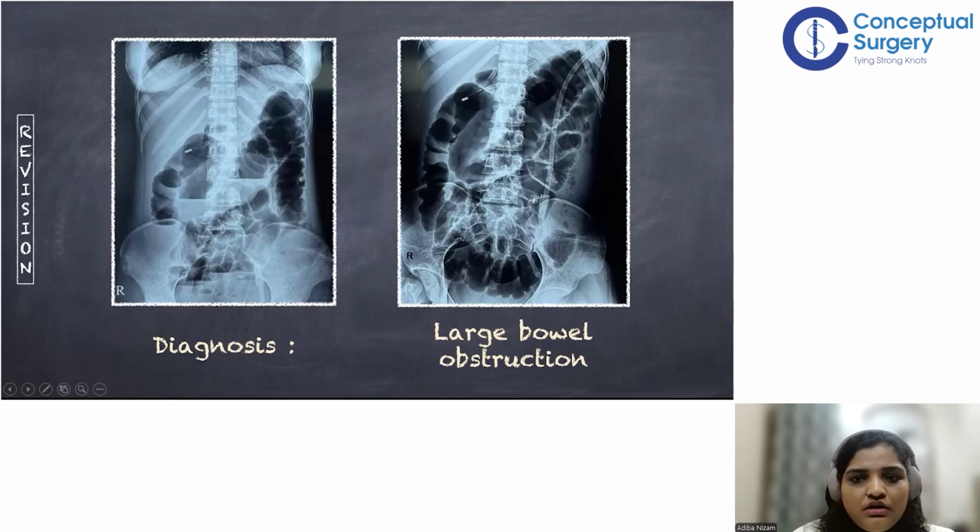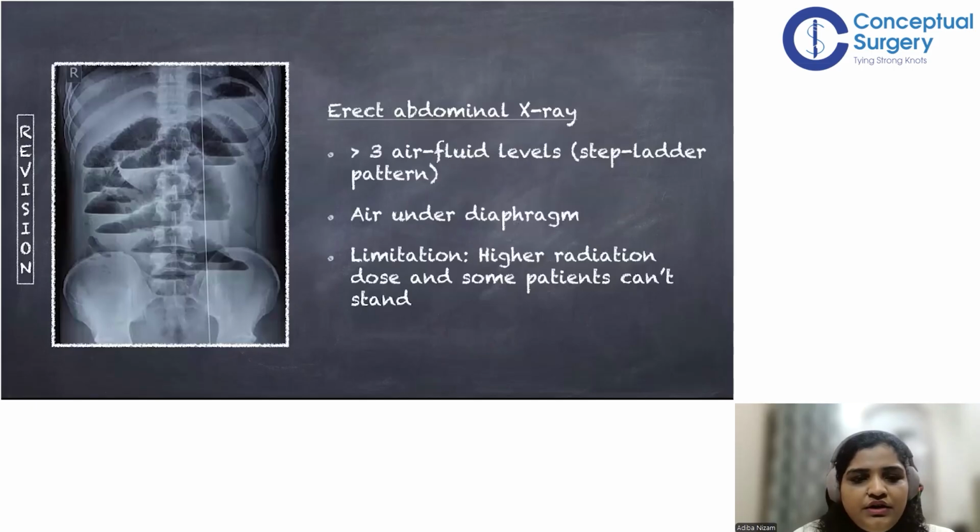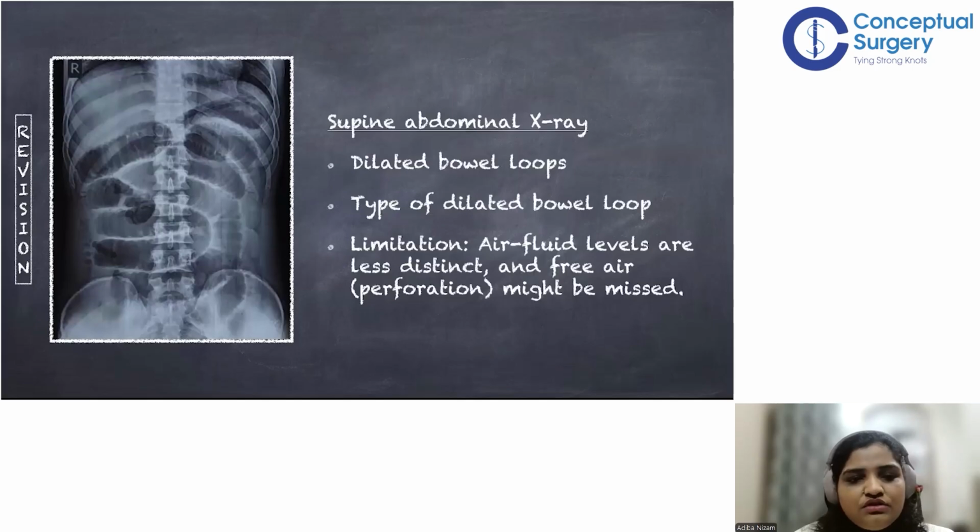So, just to revise this, on an erect abdominal X-ray, we'll see more than 3 air fluid levels in a step ladder pattern. The other thing that we can see on an erect abdominal X-ray is air under the diaphragm. The limitation is that it has a higher radiation dose, and some patients may not be able to stand. So for these patients, the other view for the X-ray is the supine abdominal X-ray.